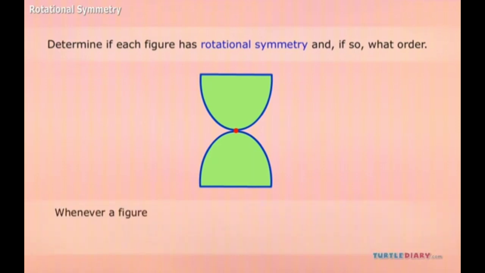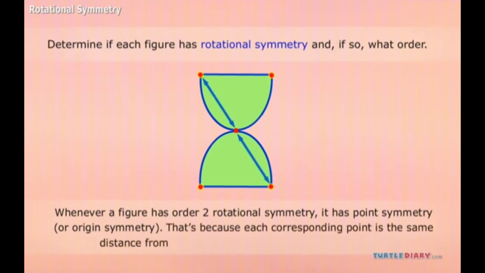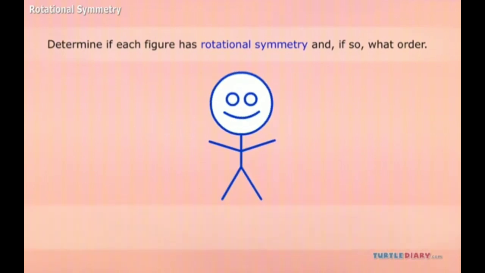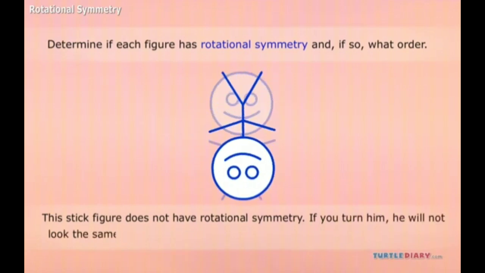Remember that whenever a figure has order 2 rotational symmetry, it has point symmetry or origin symmetry. That's because each corresponding point is the same distance from the center point, but in opposite directions. This stick figure does not have rotational symmetry. If you turn him, he will not look the same as he does now. He'll be crooked, sideways, or upside down.